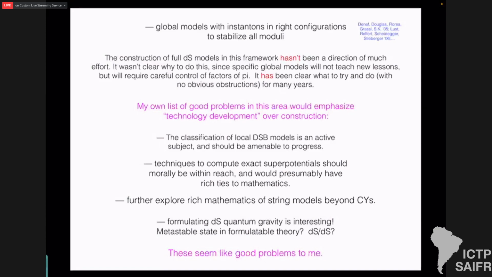And then finally, there are these deeper formulation issues, which I think, frankly, are a big part of the future. How do you formulate dS quantum gravity? That seems like a good problem to me.